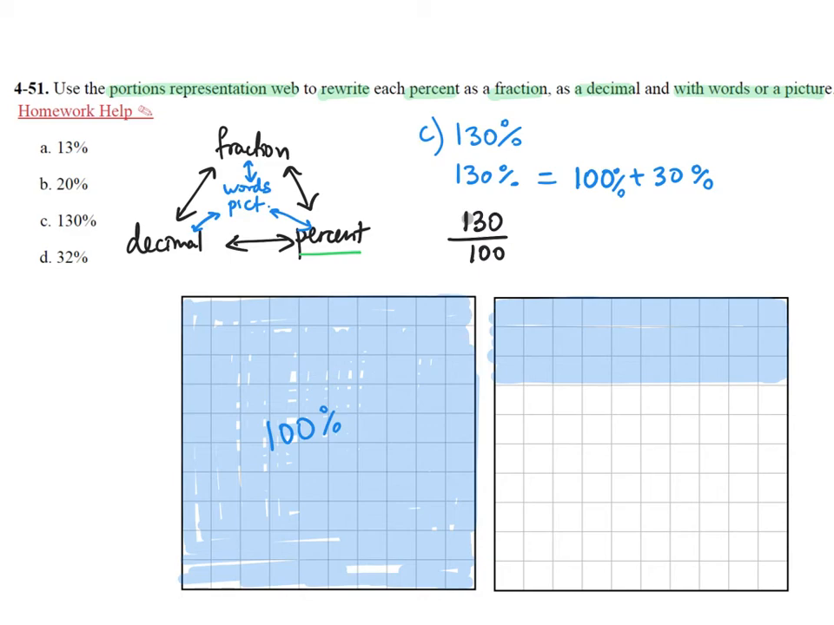And then the decimal is 1 whole, and then 30 parts out of 100. Or I can say 130, but it's in hundreds, 130 hundredths. So this is 30 of them, or 30%. So picture, fraction, it needs to be reduced, and a decimal. So I was able to do all of it for C as well. So finish problems B and D on your own.